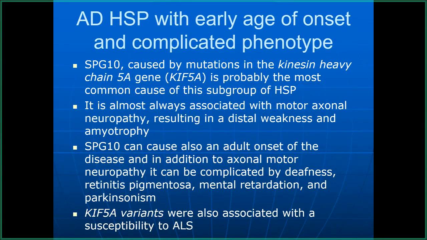Anyway, this is SPG10, and some cases can be complicated by deafness, retinitis pigmentosa, and sometimes intellectual disability. This is an older slide, so mental retardation should be changed to intellectual disability. Even Parkinsonism. Interestingly enough, some variants in kinesin 5A are highly associated as a risk factor for ALS. So even though I'm trying to make a case for how separate these conditions are, sometimes they really overlap. It's a fascinating interplay of genetics, environment, and clinical presentation.